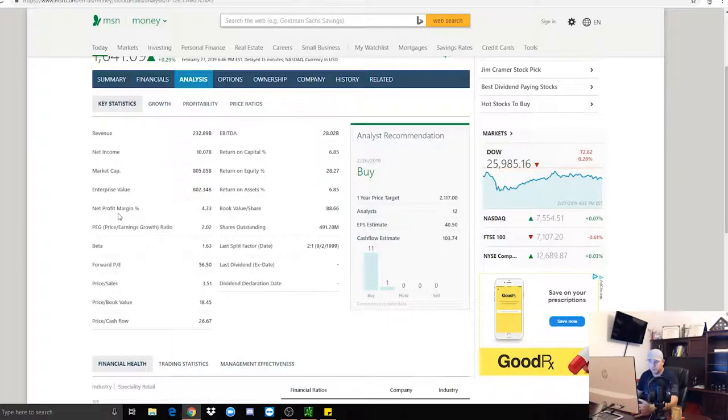Its net profit margin is 4%. Its price to earnings growth ratio is 2.02. Its beta, which is its movement compared to the market, if it's a 1-to-1 scale, then it moves with the market price. If it's 1.63, then as you can see, it moves either way, a little bit more volatile. Forward PE is the expected price to the future, the PE ratio, price to sales, book value. Here's the book value, price to cash flow, and et cetera.